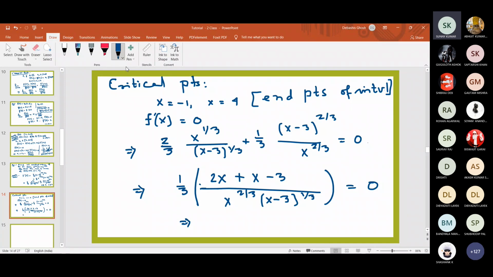To find the critical point, we have to make the numerator equal to 0, that is 3x minus 3 equals 0, so 3x equals 3, which implies x equals 1. That is a critical point.